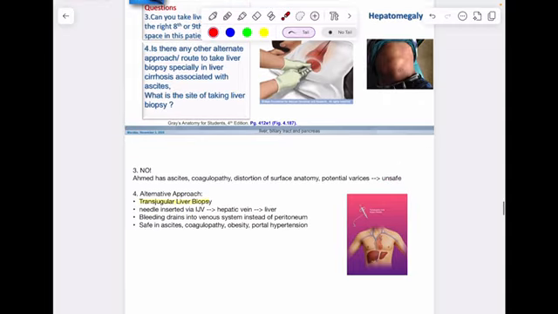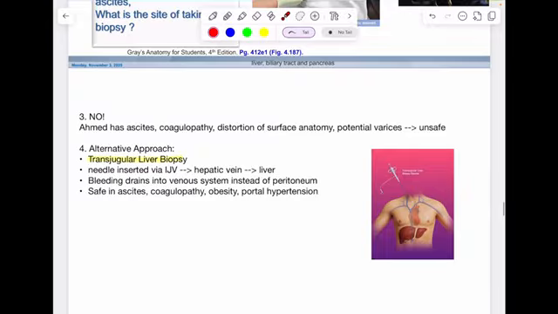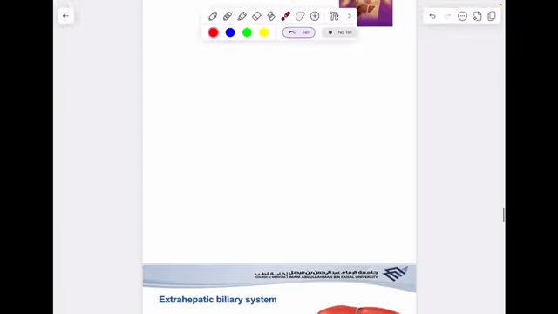And so an alternate approach we can take here is transjugular liver biopsy, and this is where we insert the needle through the internal jugular vein, and then we can go through the hepatic vein to the liver. This is better because the bleeding will drain into the venous system instead of into the peritoneum. And this is going to be safe in ascites, coagulopathy, obesity, as well as portal hypertension.